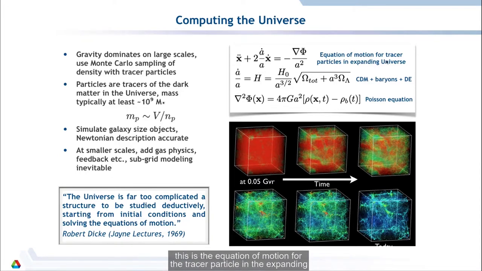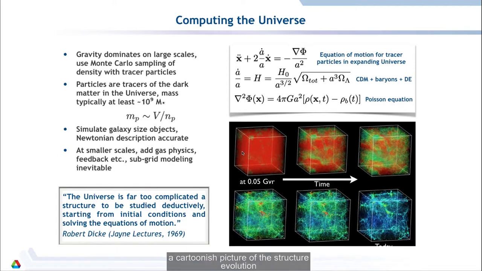This is the equation of motion for the chaser particles in the expanding universe. The expansion is given by the scale factor A here. And here you see the ingredients that I talked about before: the matter content, which in this case contains the dark matter and the baryons, and the dark energy component that I have described before. So we can put all of this together on a supercomputer.